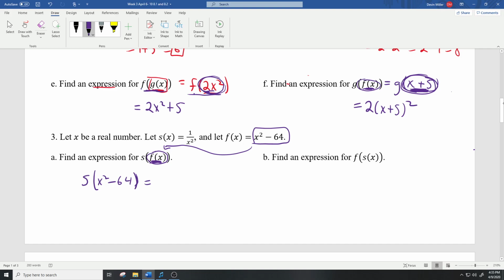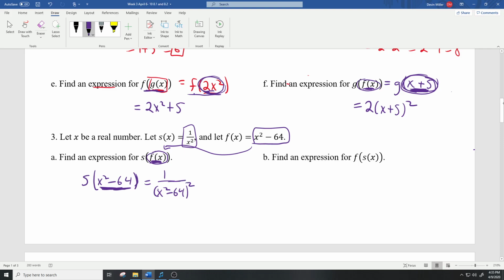Then we're going to look at the S function. Here it is, S of x equals 1 over x squared. And we're going to take this entire quantity that's down here, x squared minus 64, and that's going to replace the x in the function. So you look over here, it's 1 over x squared. So you basically can write the same thing, 1 over x squared, but instead of writing x squared, we're going to write this whole quantity that's being squared. x squared minus 64, and that is also being squared.